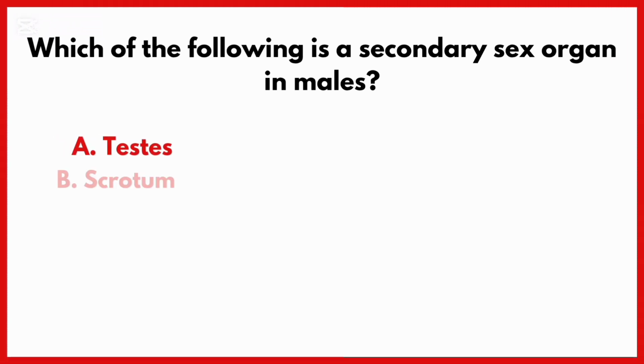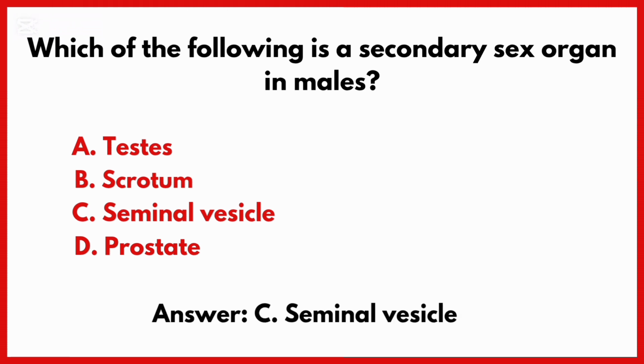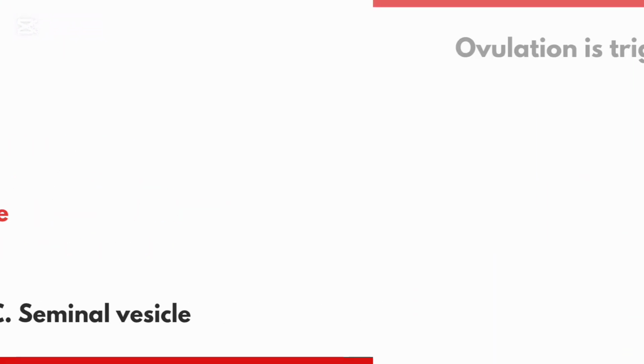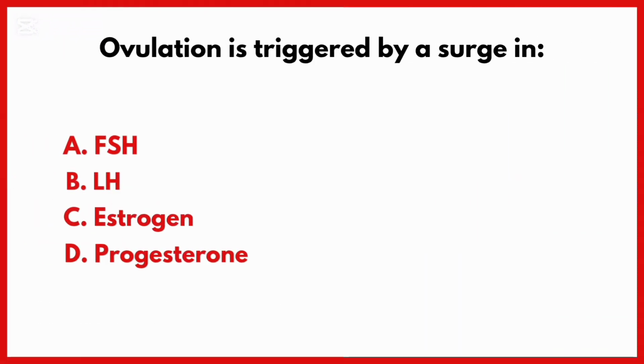Which of the following is a secondary sex organ in males? Correct answer is option C, seminal vesicle. Ovulation is triggered by a surge in. Correct answer is option B, LH.